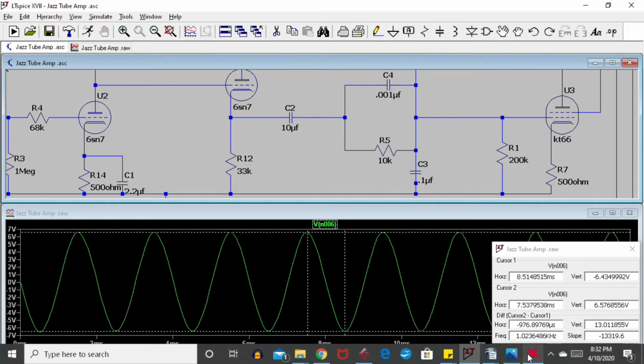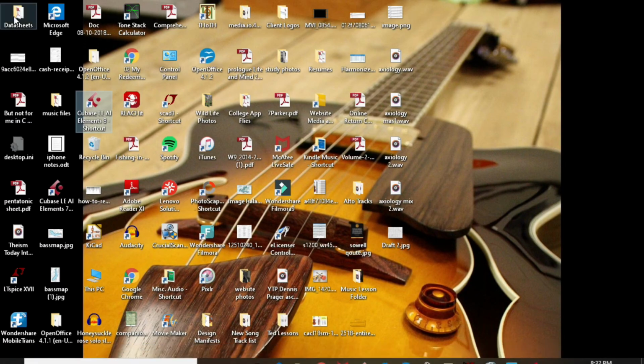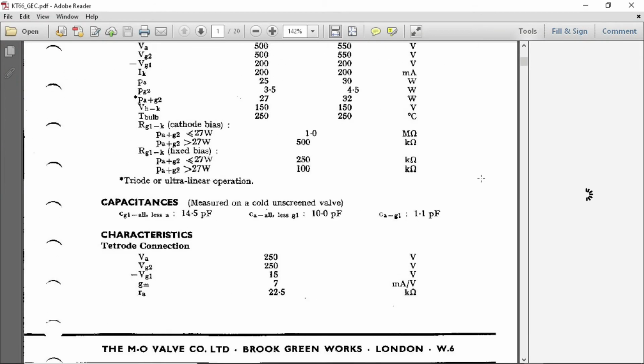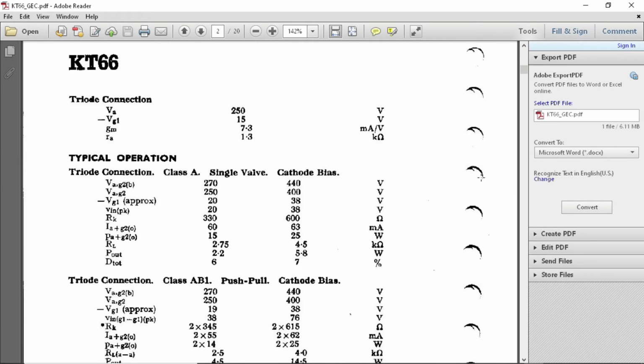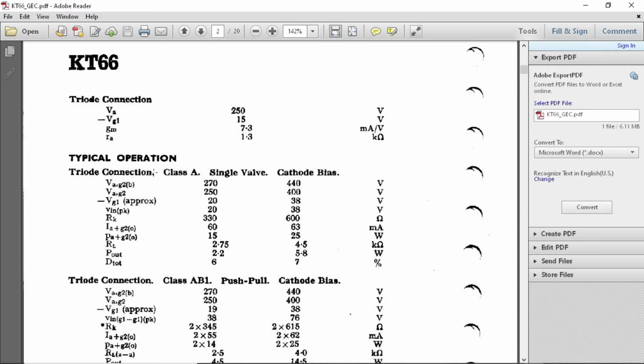If we look at a KT66 data sheet, we can see the operating points. So this amp, I'm running about probably 420 volts. So here we can see this is the operating point for a triode connected KT66 single tube running on cathode bias, which is what we're going to do.